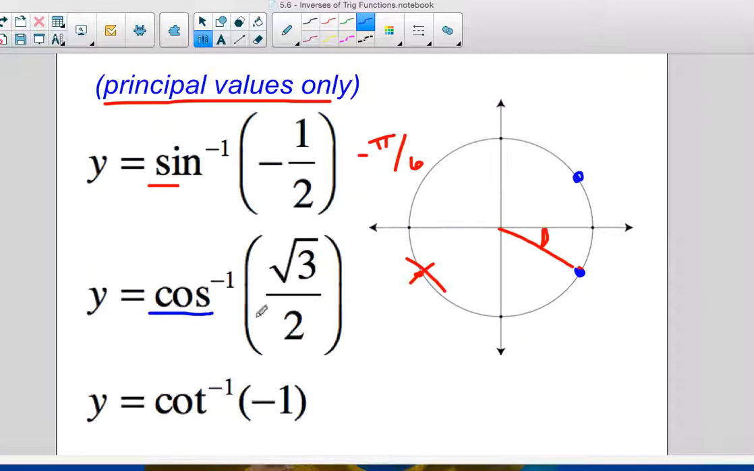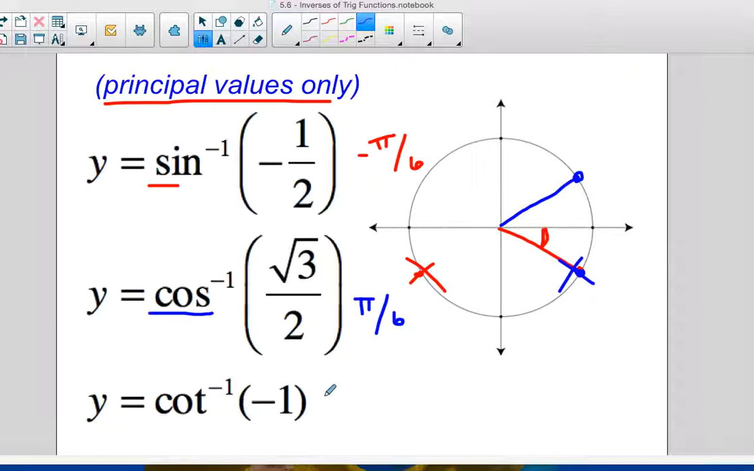But again, if you remember, cosine's principal values are between 0 and pi, which excludes anything over here in quadrant 4. So we're actually just looking at this angle right here, which is pi over 6, or positive 30 degrees. And that would be the only answer. You couldn't get a different one by going negative or going all the way around and hitting there or anything.